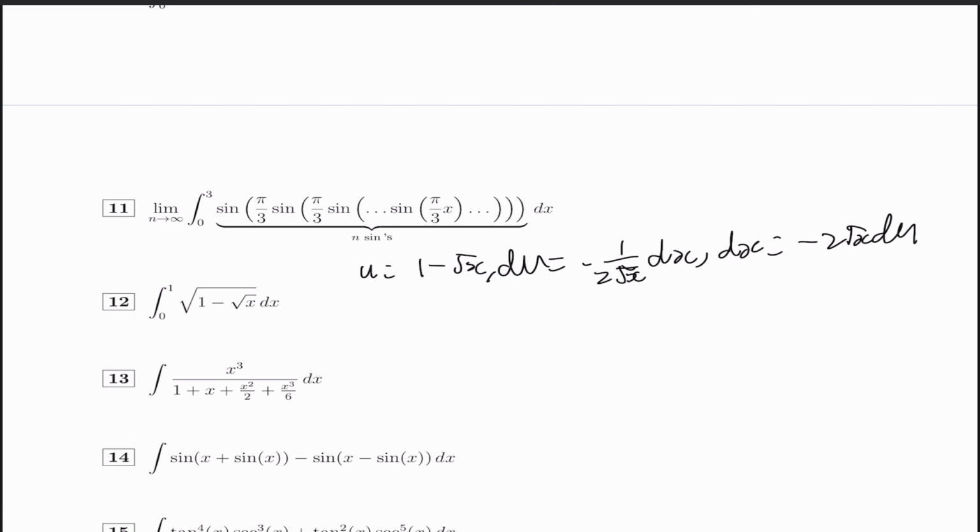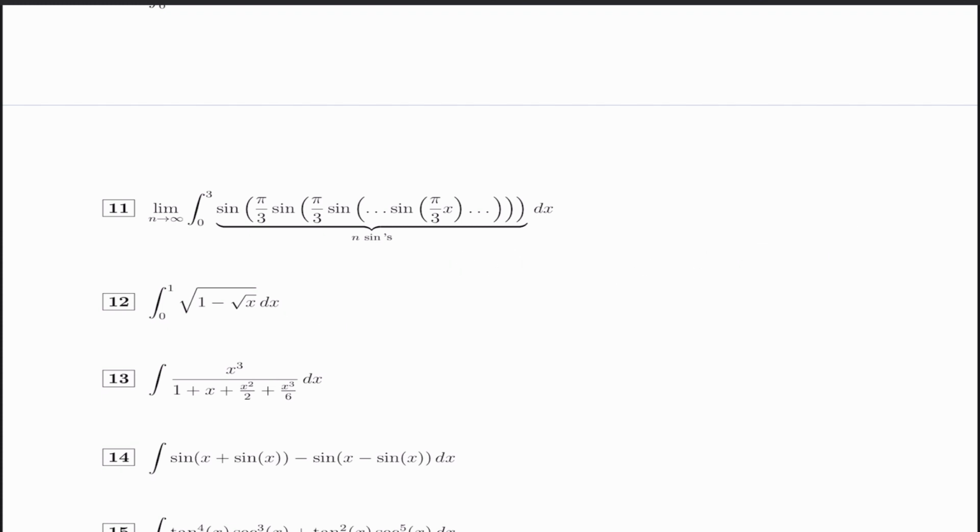So now we can take this to the u world. We have the integral from 0 to 1 of the square root of u, which we'll just write as u to the 1/2. And now we have negative 2 root x. But what we can actually do in this u sub to make it a bit nicer, let's just start this again. We can set u to be 1 minus root x.